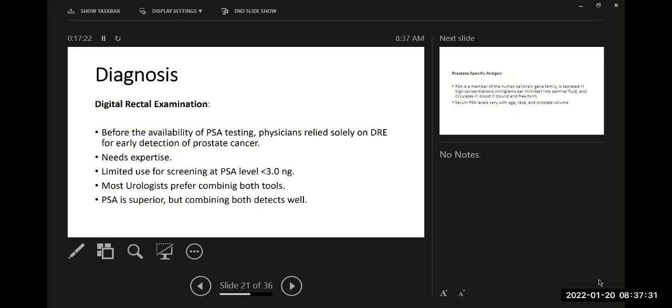Coming toward diagnosis, digital rectal examination. Before the availability of PSA testing, physicians relied solely on DRE for early detection of prostate cancer, but it needs expertise and it has limited use for screening at a PSA level of less than 3.0 nanogram per ml. Most urologists prefer combining both tools. PSA is superior, but combining both detects well.